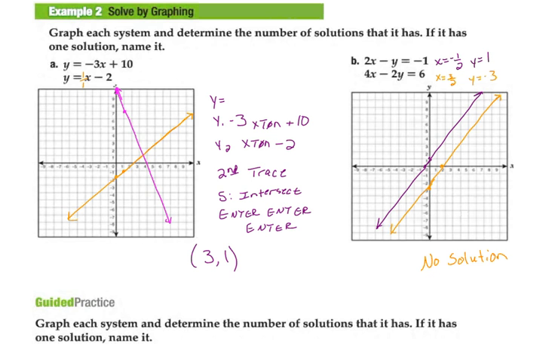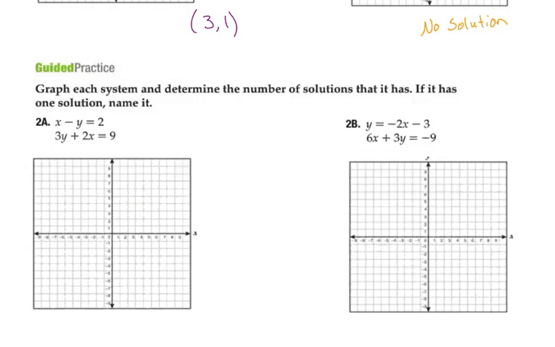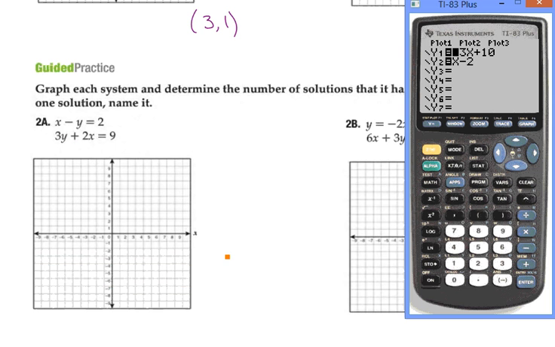Go ahead and play around with your calculator and see if you can put these in your calculator. As a hint, both 2a and half of 2b are written in standard form. So if you do want to put this in your calculator, you're going to have to solve for that y in order to do that. Go ahead and try it, and I'll put up the answers.